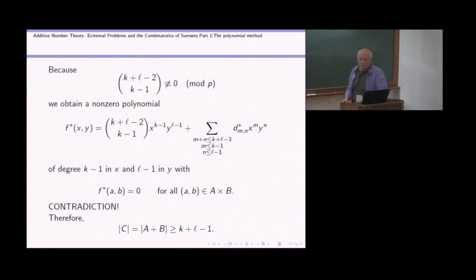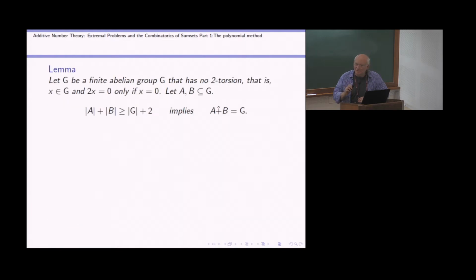That's the Cauchy-Davenport theorem. Now, to deal with the Erdős–Turán conjecture, that is to give a polynomial proof of the Dias da Silva–Hamidoune result, we have to be an epsilon sneakier, but really a small epsilon.